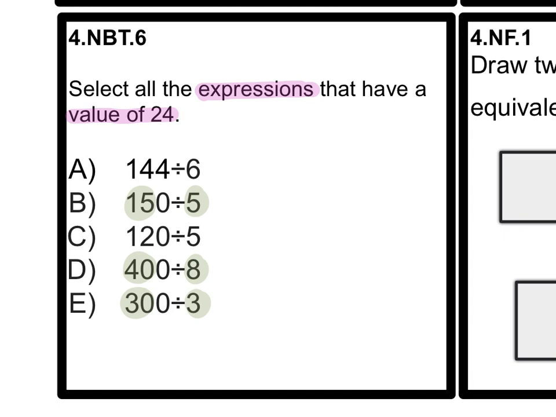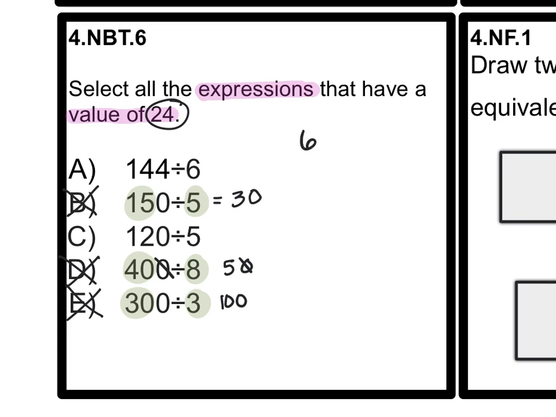So I'm going to start with the ones that I can easily do in my head. 15 divided by 5 is 3, with a 0 at the end makes this 30. So B is not an option as it is not a value of 24. I'm going to do D next. 40 divided by 8 is going to be 5, with the 0 at the end for the 0 right here. 50 is also not a value of 24, so that is also not going to be an option. On my last one, 30 divided by 3 is 10, with an extra 0 at the end is going to be 100. Not a viable option, so now I only have 2 left.